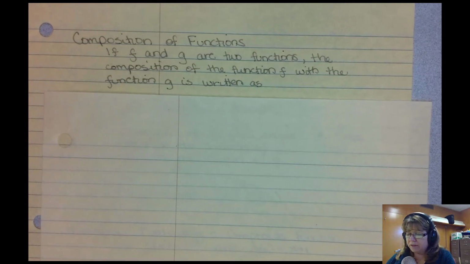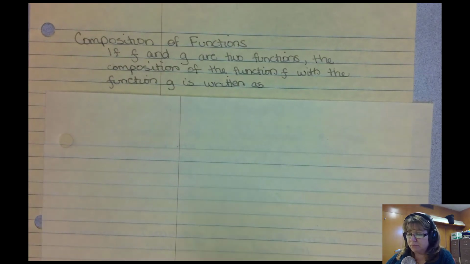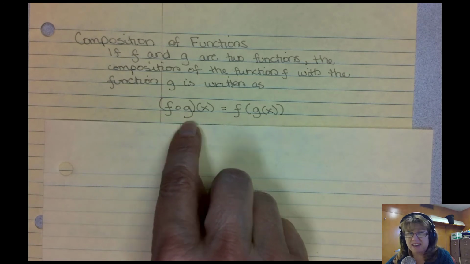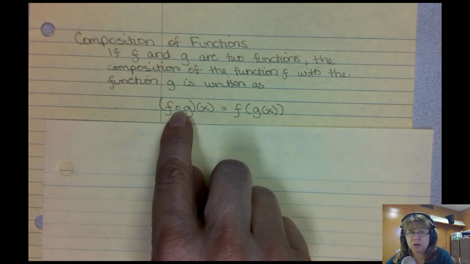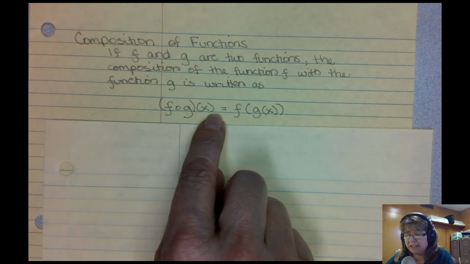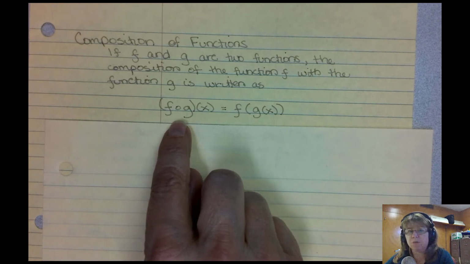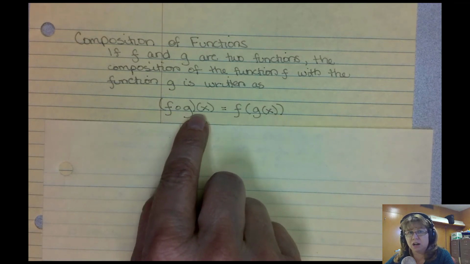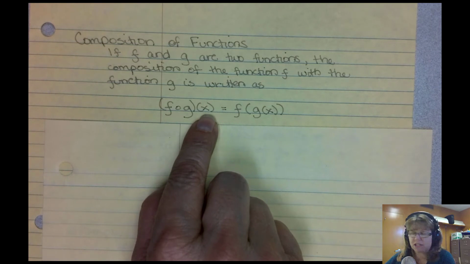So if we have our functions f and g, the composition of function f with the function g is going to be written with this little circle in between them. I know it looks like fog, but this is just a little circle. So it's going to be f of g of x, or you can say f composed with g of x. I just say f of g of x. It's just a lot faster to say.